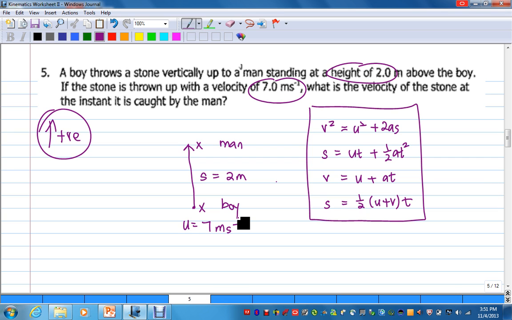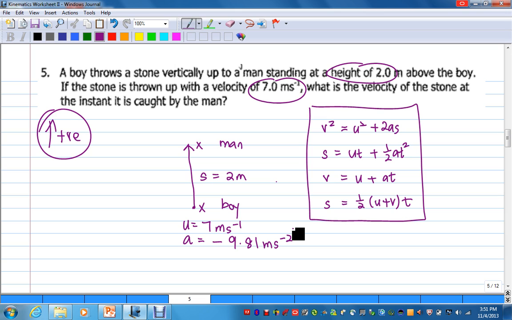So let's take a look at the info given. We have U, which is 7, S, which is 2. We also know the acceleration. Because the stone is undergoing free fall, the acceleration will be that of gravity, which is 9.81. Since we are taking upward positive, your A, which is gravity, which is always acting downwards, will be negative 9.81. So now I want to find V.